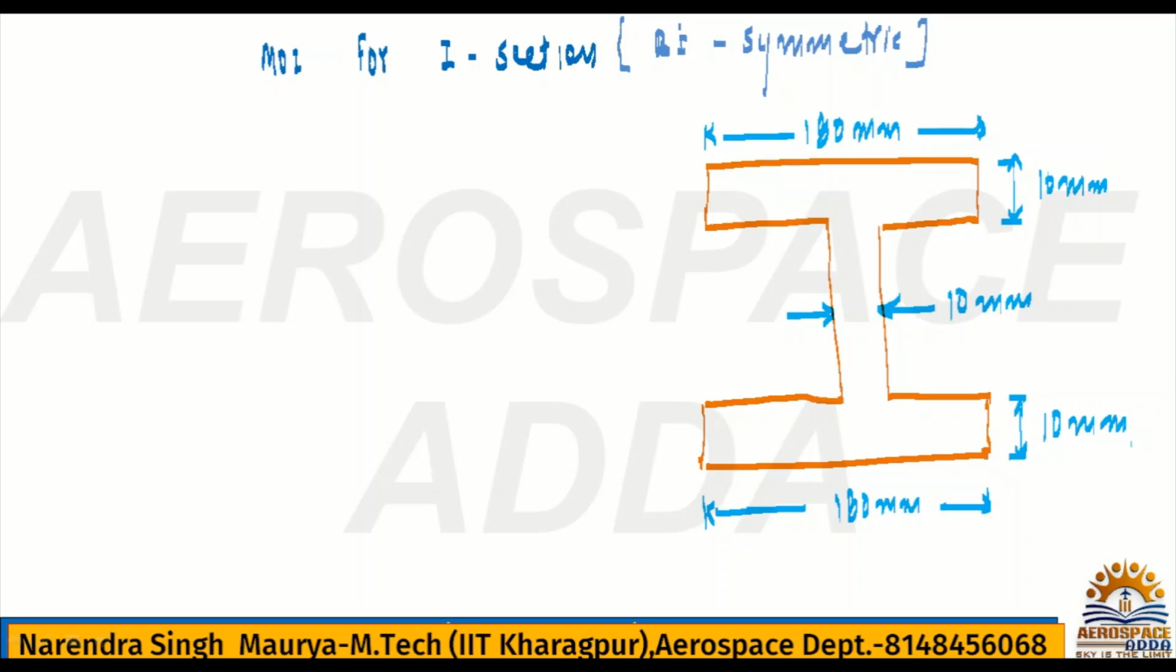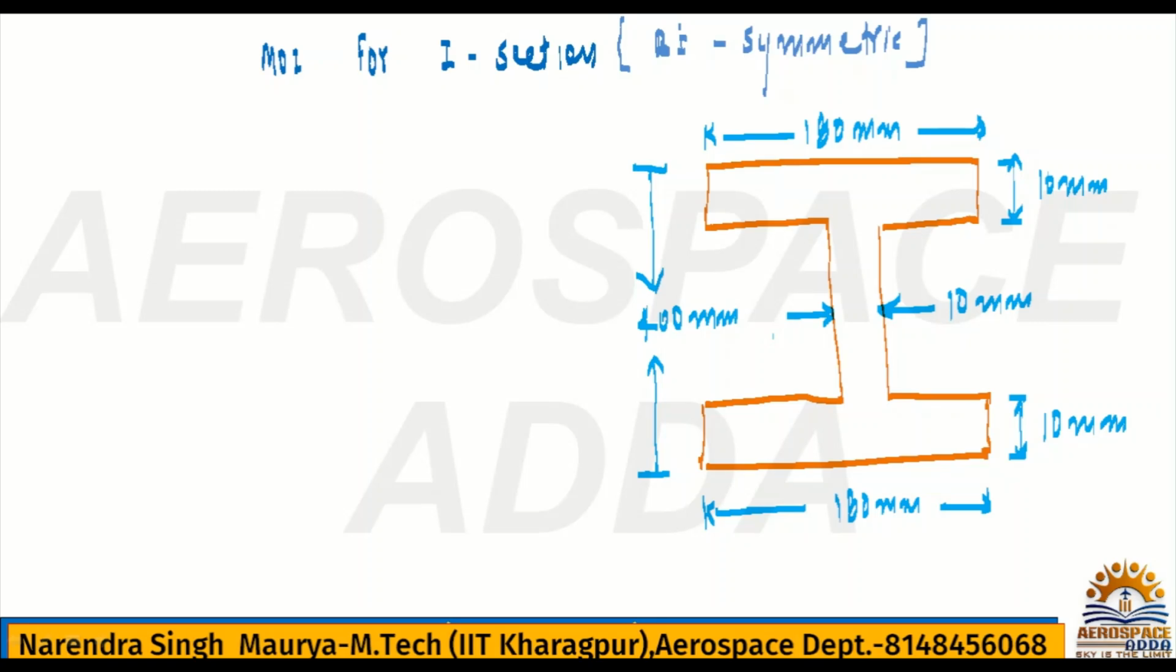Correct. Now, the vertical dimension from this end to this end is nothing but 400 mm. Now we need to calculate the moment of inertia for this I section, and as I told you, it's symmetric about the x axis as well as the y axis.